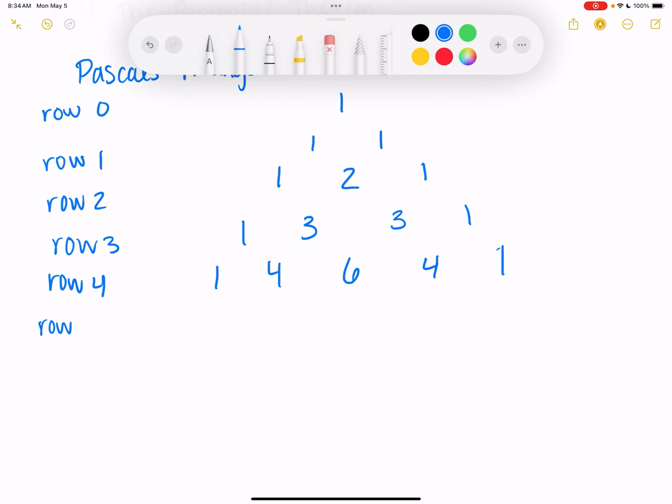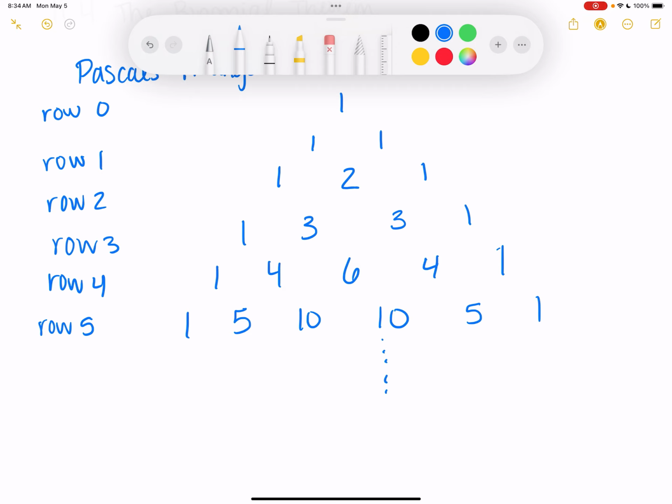Row 5, start with 1. 1 plus 4 is 5. 4 plus 6 is 10. 6 plus 4 is 10. 4 plus 1 is 5. And we end with a 1. And this could keep going, and we would keep doing the same thing over and over again to find the patterns. And you're probably like, well, what in the world do these numbers represent? Well, these are the coefficients that go in front when we are expanding something.